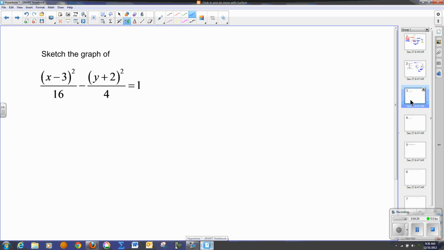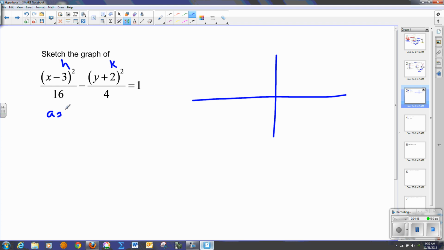So we're going to start by sketching a hyperbola. Again, a sketch doesn't have to be super accurate, but you've got to have a general idea. So I know that h, k goes with x and y. The a term's always first, so a is equal to 4, b is equal to 2. I'm going to go to my center, which is 3 over, 2 down. Put a dot there for my center.